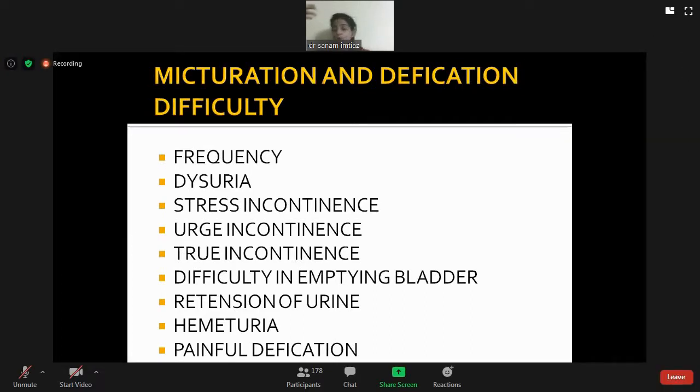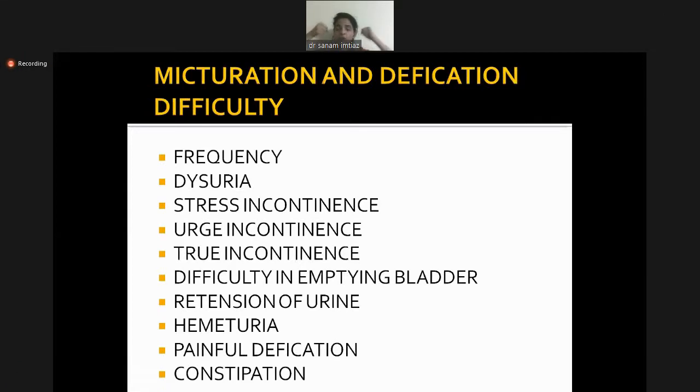Is your flow normal, or is it interrupted? Do you need to strain to pass urine? Is there some kind of hesitancy? Then difficulty in emptying the bladder at the same time. Have you ever had retention? Do you have dysuria, burning, and all these kind of things? Hematuria, painful defecation, or constipation? These are the few questions that you would ask in gynae. They're all pertinent to gynae.